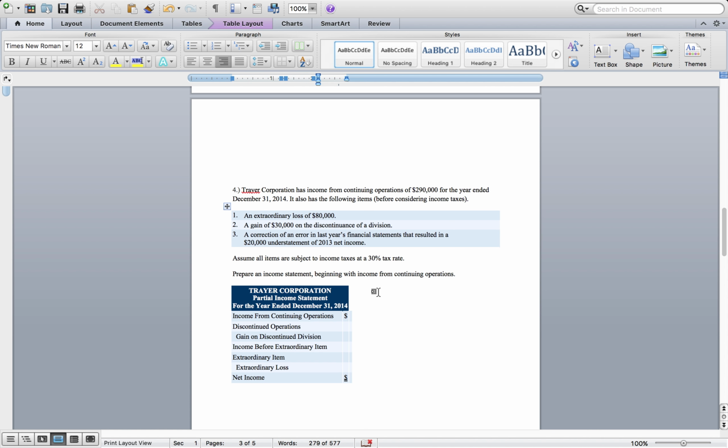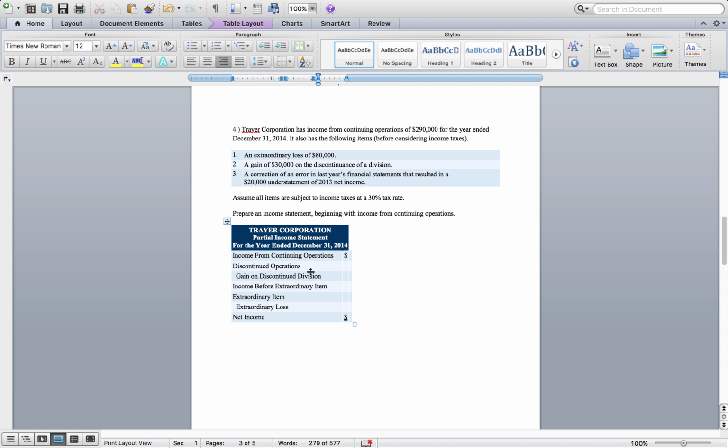Number 4 here says, prepare an income statement beginning with income from discontinued operations. We see here, the travel company has income from operations, an extraordinary loss, a gain of $30,000, and a 30% tax rate, beginning with continued operations. So again, it says start with continued operations here.